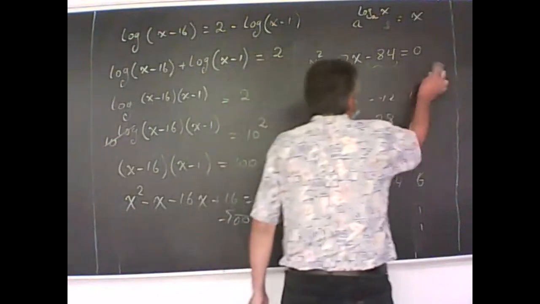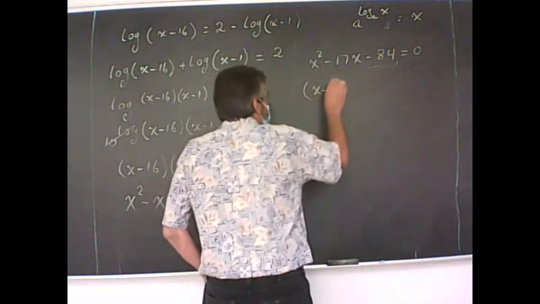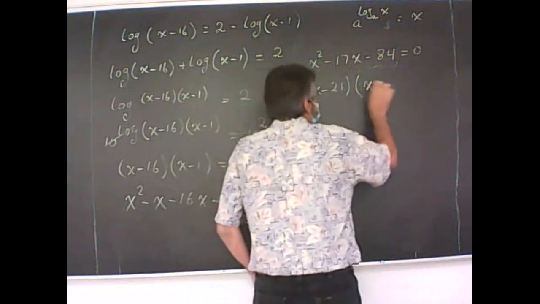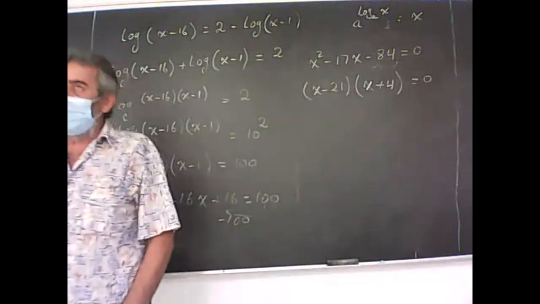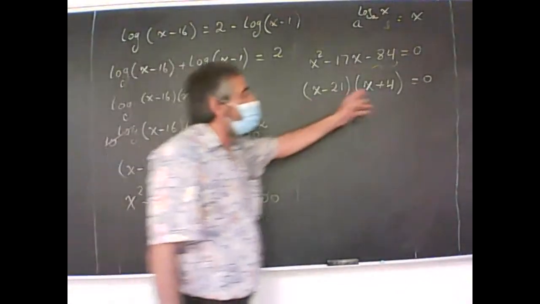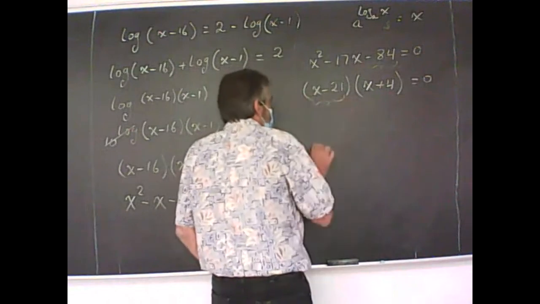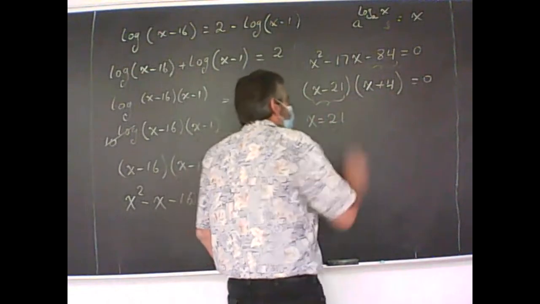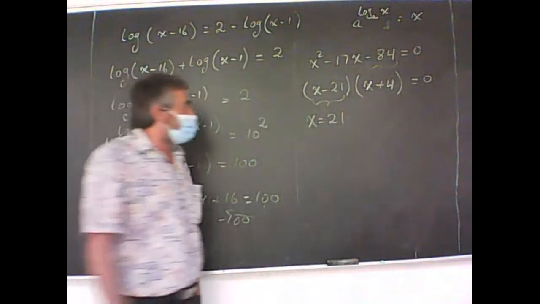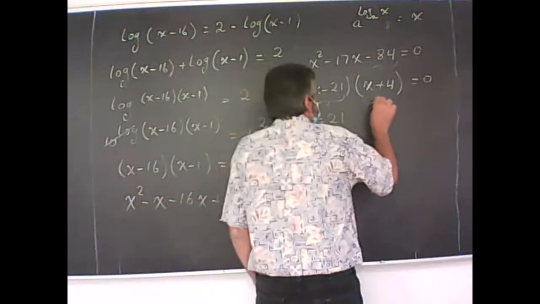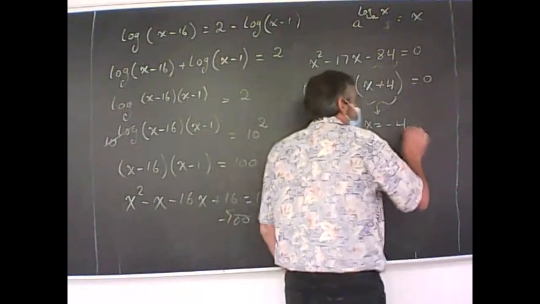Okay? So now we got our numbers. This can be written as x minus 21, x plus 4 equals 0. Now we have a product of two numbers equal to 0, so one of them has to be 0. If this is 0, that gives me x equal to 21. But if this is 0, that gives me x equal to negative 4.